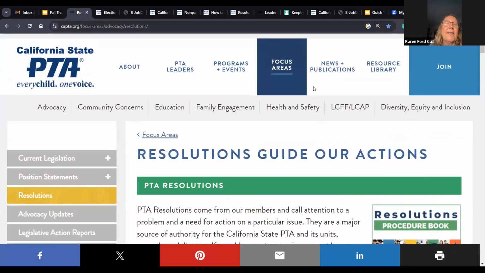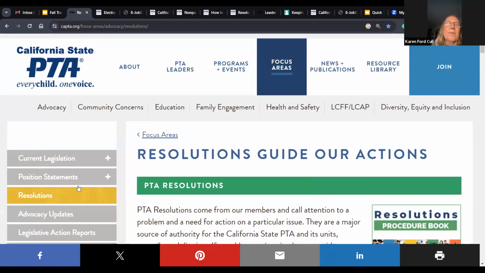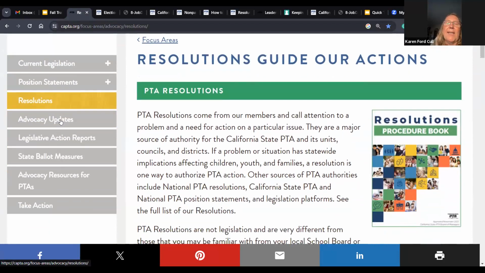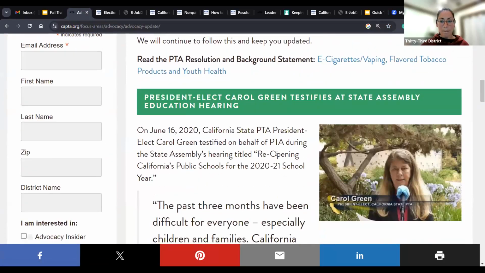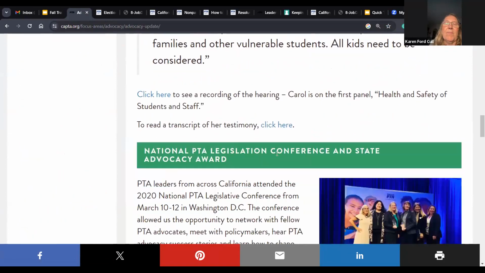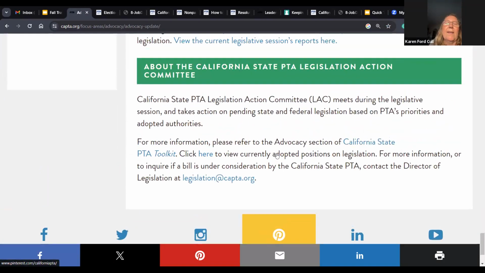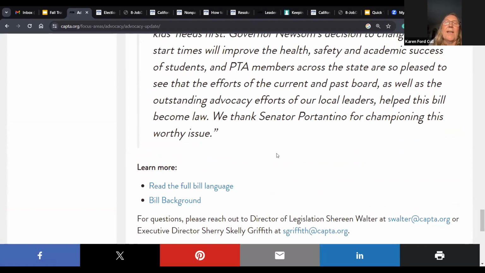And then you can see either position statements or resolutions. On the left-hand side, the gray, do you see it's in yellow? Yellow is resolutions. So that's already up. Just scroll down and keep scrolling down that page. Everyone see at the bottom here? Go up a little bit more. It should have a link to get to the resolutions.